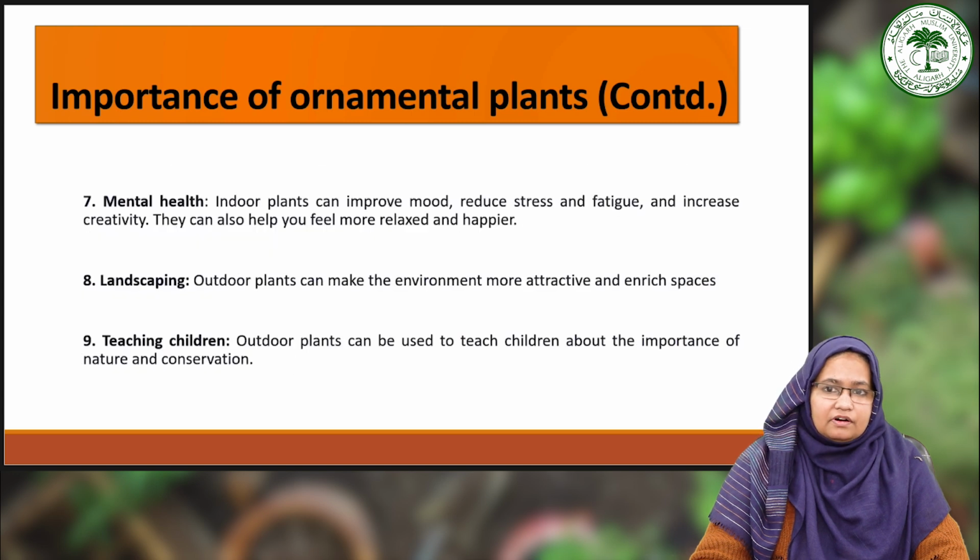Ornamental plants also improve mental health. Indoor plants can improve mood, reduce stress and fatigue and increase creativity. They can also help you to feel more relaxed and happier.